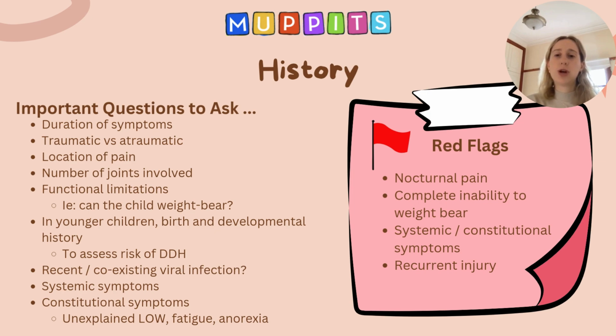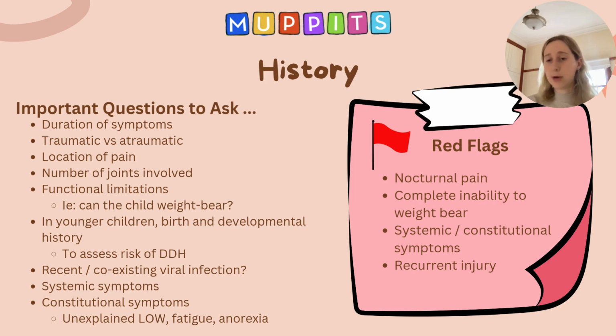In younger children, looking at birth and developmental history is really important because this can help us to assess the risk of DDH. For example, did they have a complicated birth, quite a traumatic birth? Is there a family history of DDH? Can be important to ask about as well. Then finding out about a recent or coexisting viral infection, which might help us work out if there's a transient synovitis picture going on or reactive arthritis as well, for example.